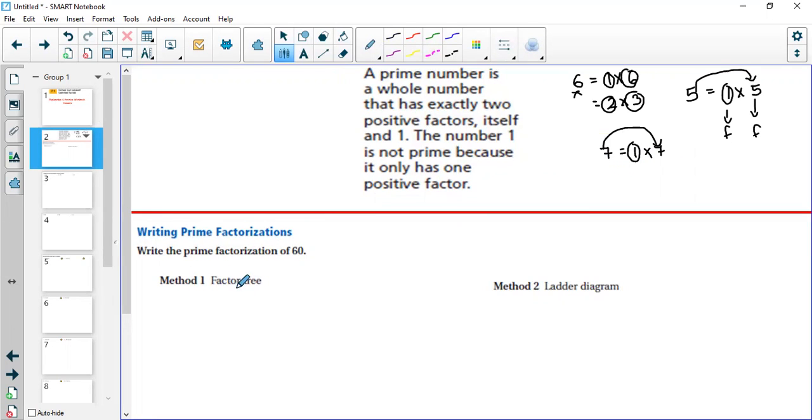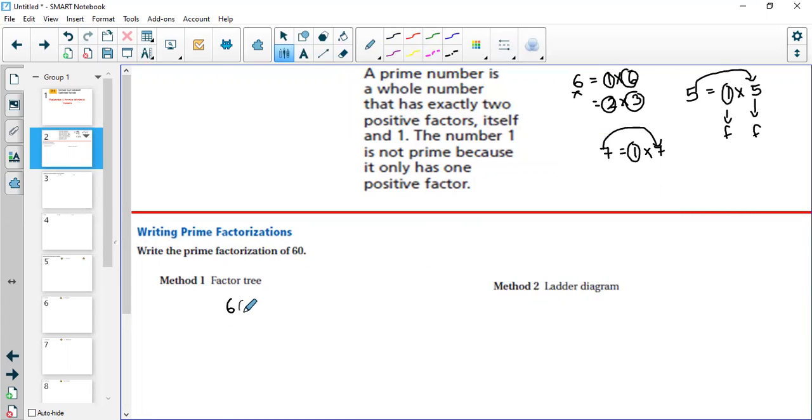So let me show you how to find the prime factorization of 60. There are two methods which you could use. The first one is called the factor tree method, and the other one is called the ladder diagram. Now, what is this factor tree? Let me do it side by side. I will explain it as well as show you the answers for the homework. Here they have said write the prime factorization of 60. So let me show you the factor tree.